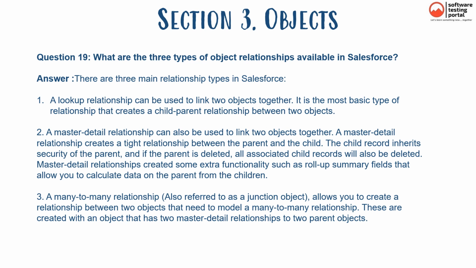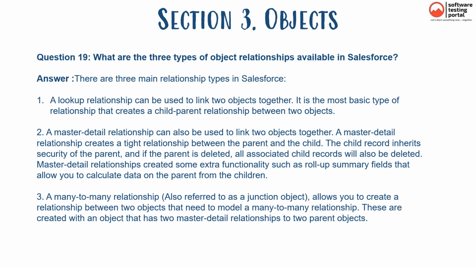Secondly, a master detail relationship can also be used to link two objects together. A master detail relationship creates a tight relationship between the parent and the child. The child record inherits the security of the parent, and if the parent is deleted, all associated child records will also be deleted. Master detail relationships provide some extra functionality such as roll-up summary fields that allow you to calculate data on the parent from the children.